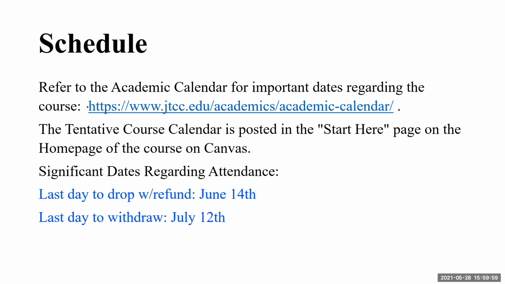Now for academic calendar, you're going to want to stick with the college's academic calendar. It's got all the important dates on there, like Juneteenth. It's got the last day to drop, the last day to drop with refund, the last day to withdraw, the date of the ending of courses, the date of the starting of courses, etc. Make sure that you refer to that.